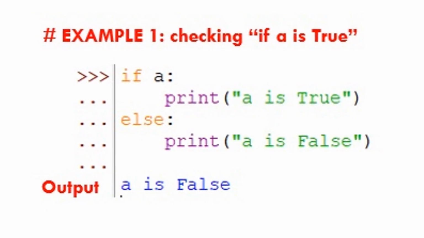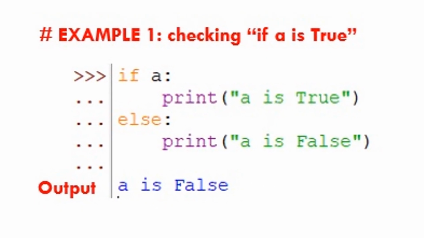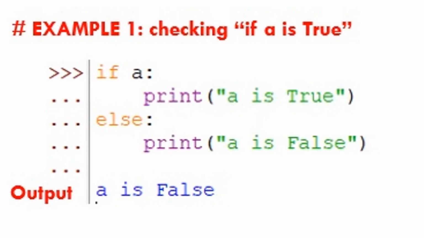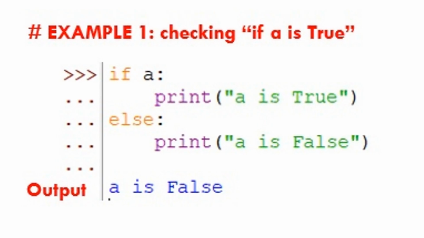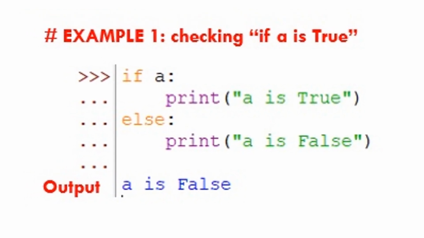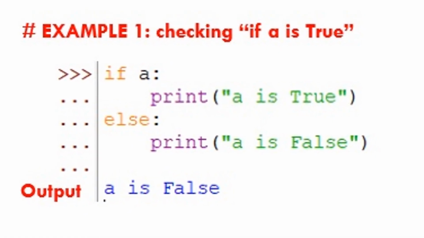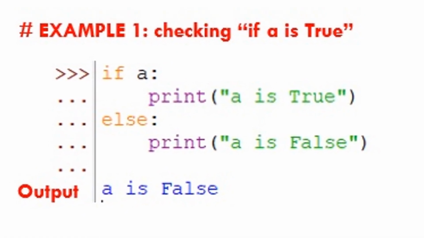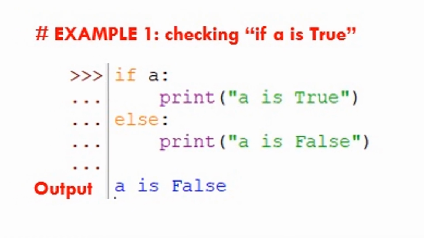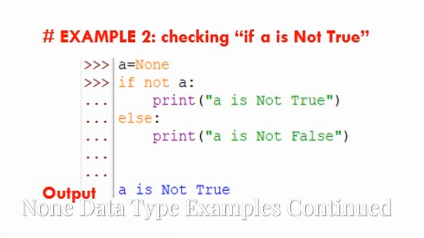Let's look at 2 examples. Example 1, checking if A is true. Here, since the variable A is not defined, by default, A will be assigned 0. So the code says if A is true, print A is true, else print false. Since A is 0 by default, it will print the statement in the else block. A is false.